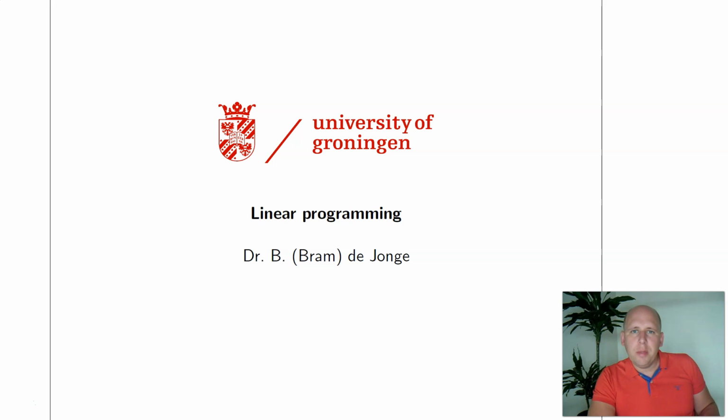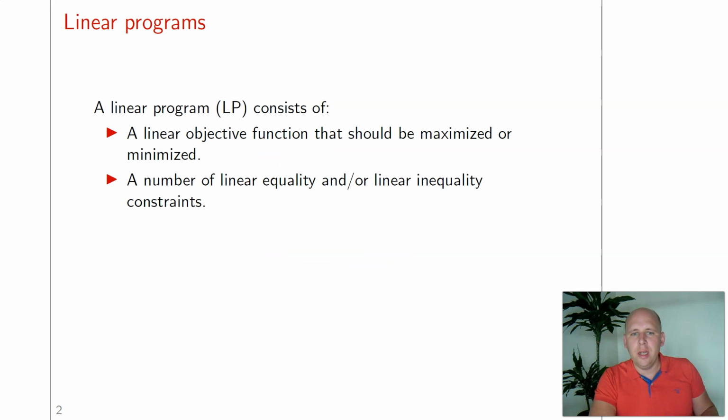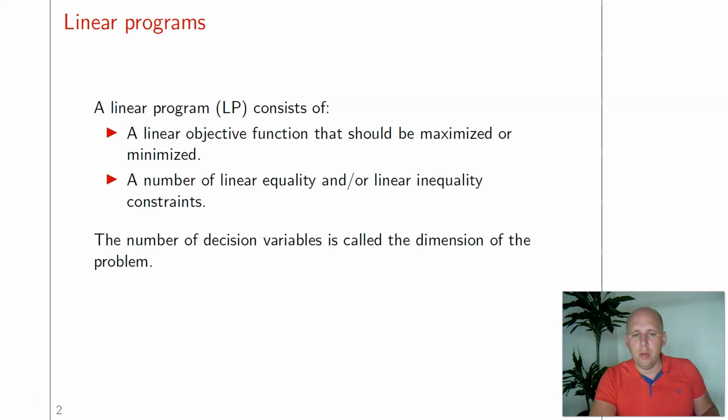A linear program is a special type of an optimization problem, and an optimization problem is a linear program if both the objective and the constraints are linear. So we should have a linear objective function, so the thing that should be maximized or minimized should be linear, and the constraints should also be linear equalities or linear inequalities.